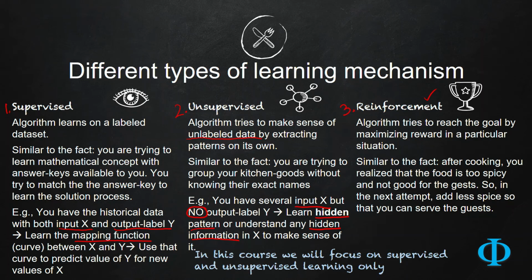So what you did in the next attempt, you added less spice so that you can serve the guests better and you can earn more reward points from the guests. So these are the different types of learning mechanism available in machine learning.